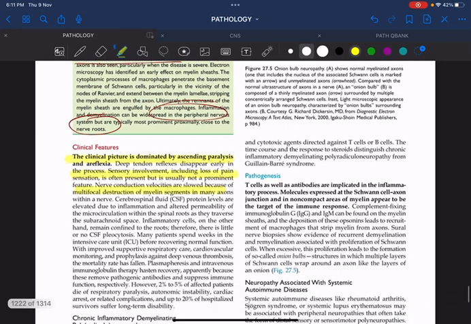And very, very important, a characteristic finding you see in the CSF: protein levels will be markedly elevated. Okay, CSF protein level will be markedly elevated because of inflammation and altered permeability of the microcirculation within the spinal roots as they traverse the subarachnoid space.